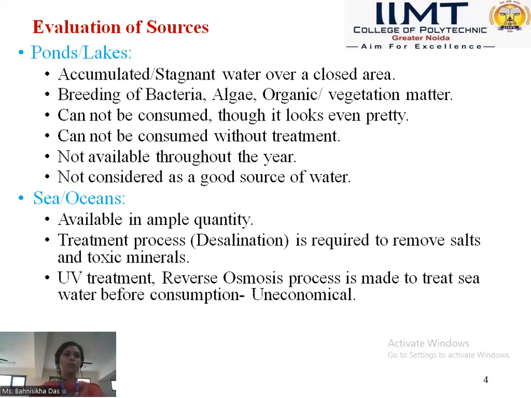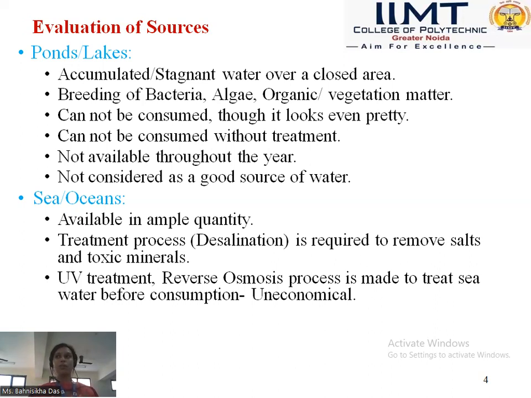However, the structure is the same for both, as both contain accumulated water. Ponds and lakes both contain accumulated or stagnant water in an enclosed area. The water does not flow in the case of ponds or lakes; it remains stagnant in one position. For this reason, they become the breeding place of many microorganisms, aquatic plants and animals.